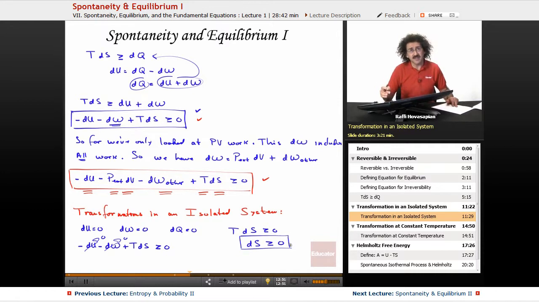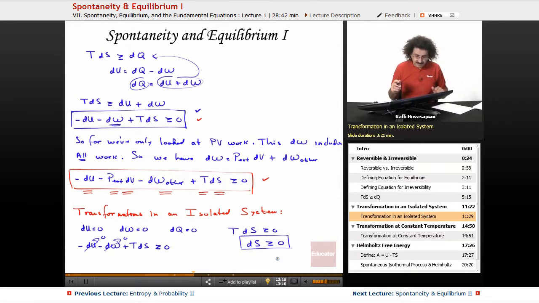In an isolated system, the entropy of that system will always increase. By isolated means it's completely separated from everything. It has no interaction at all with its surroundings. No exchange of energy, no exchange of matter, no exchange of anything. The entropy of an isolated system will always increase.